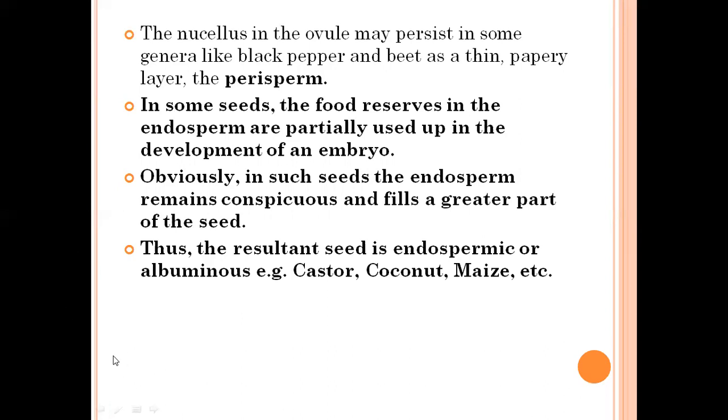The perisperm means, in plant genera like black pepper and beet, the nucellus in the ovule may persist. Nucellus may be there, meaning it remains in the form of a thin and papery layer, that is called perisperm. The outer covering is very thin and papery; it is called perisperm.